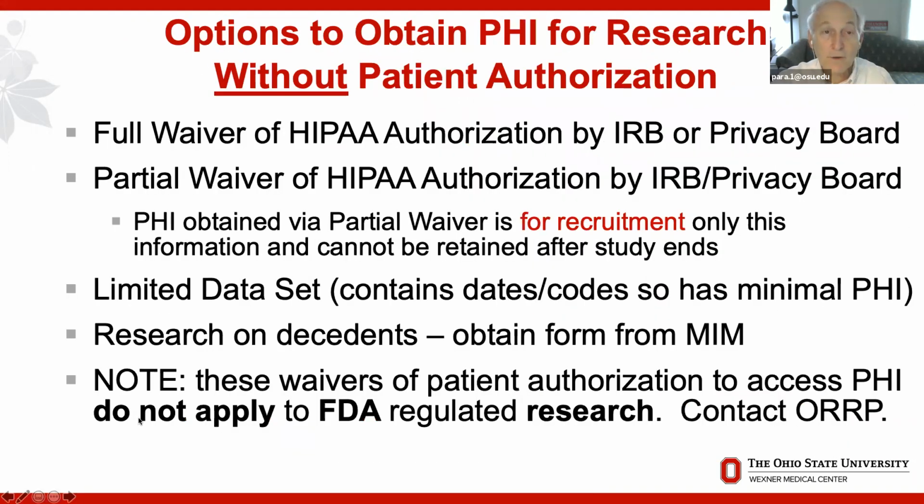Okay, so that was when the patient signs. What about when the patient doesn't sign? There is the full waiver and the partial waiver. The full waiver requires the IRB or privacy board to grant this full waiver, and they review your study. We'll talk about what the criteria are. A partial waiver is different. A partial waiver means you're allowed to look at PHI, but only for recruitment.